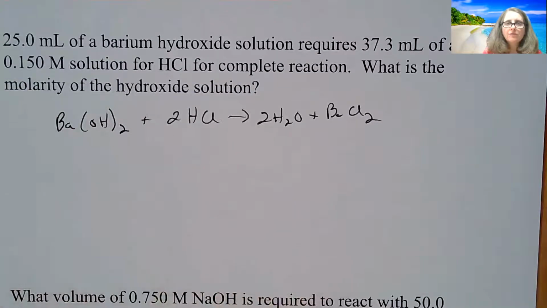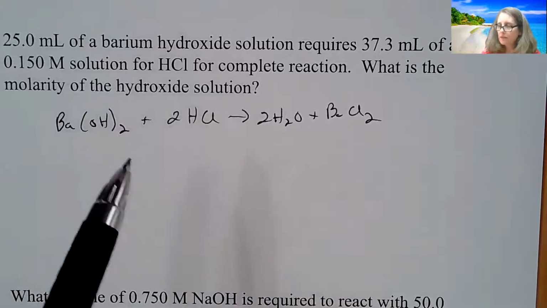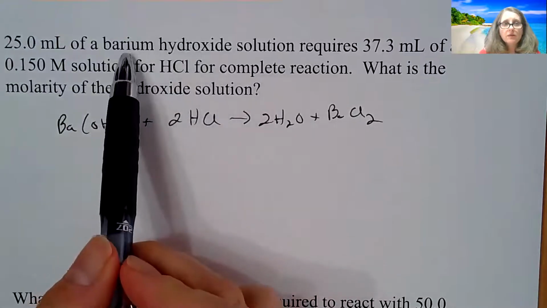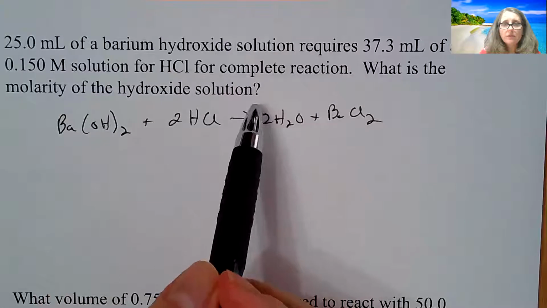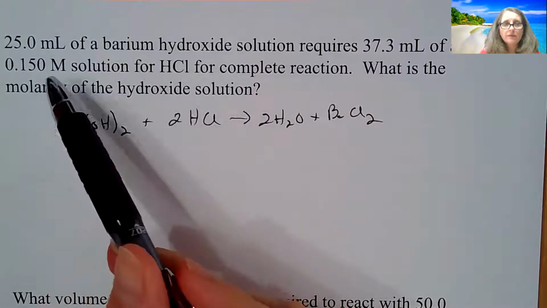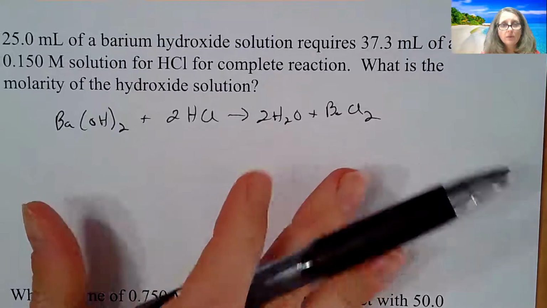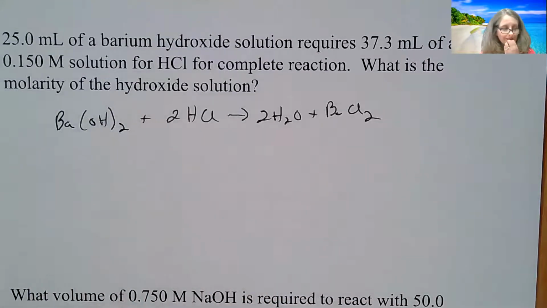So continuing lecture 4, some of these problems you have in your notes. This one in particular is an acid-base reaction. I'm going to go through this one pretty step by step, and then some of the other ones I'm going to have you do on your own, and then you could check your answers. So I have barium hydroxide, 25 mils, requires 37.3 milliliters of a 0.015 molar HCl for a complete reaction. What is the molarity of the hydroxide solution?